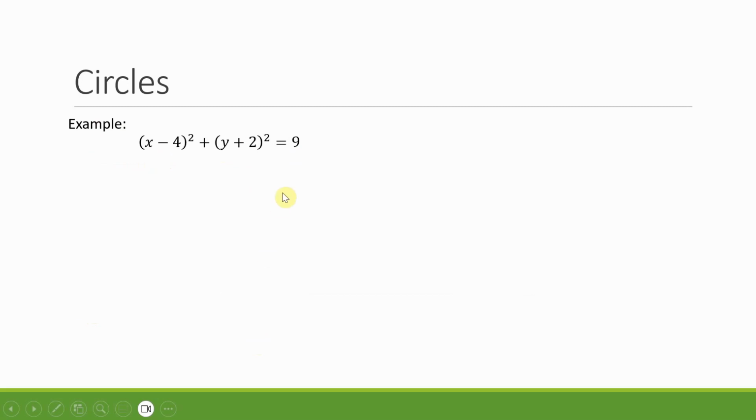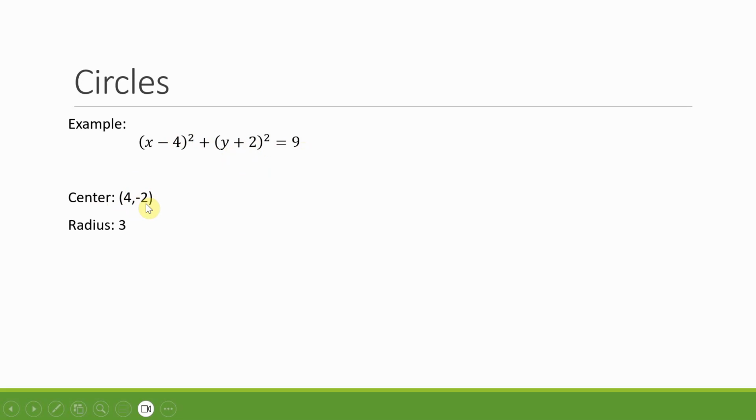So let's look at an example. So here I have x minus 4 squared plus y plus 2 squared equals 9. If we go through them, starting with the center, it is going to be at 4, negative 2, because I'll use the opposite sign of what's here for 4. That gives me the x point. And the opposite of 2 would be negative 2. That gives me the y point.